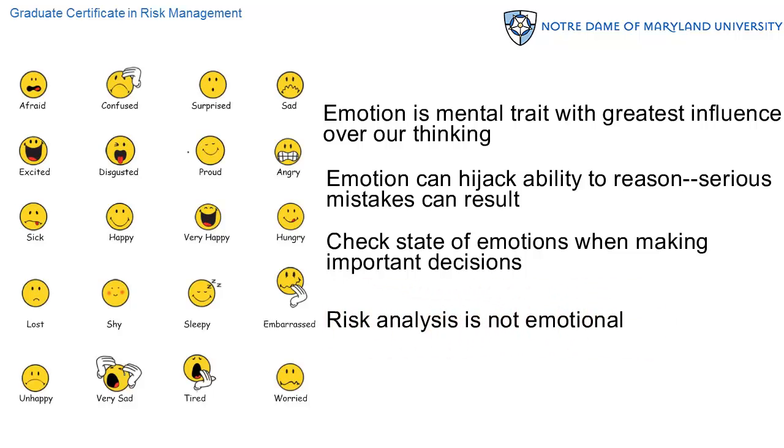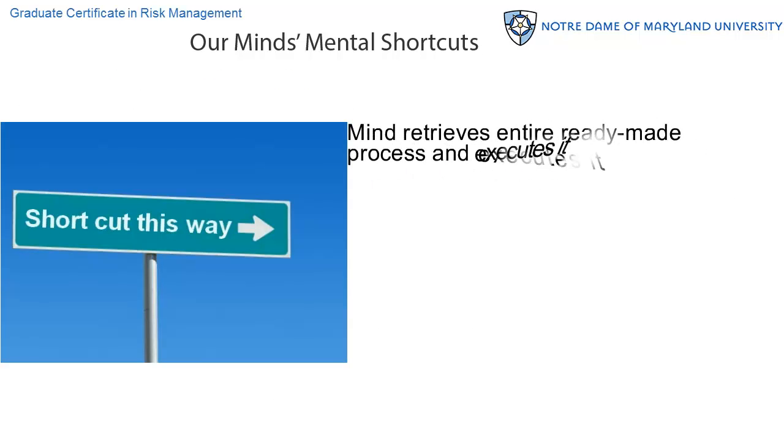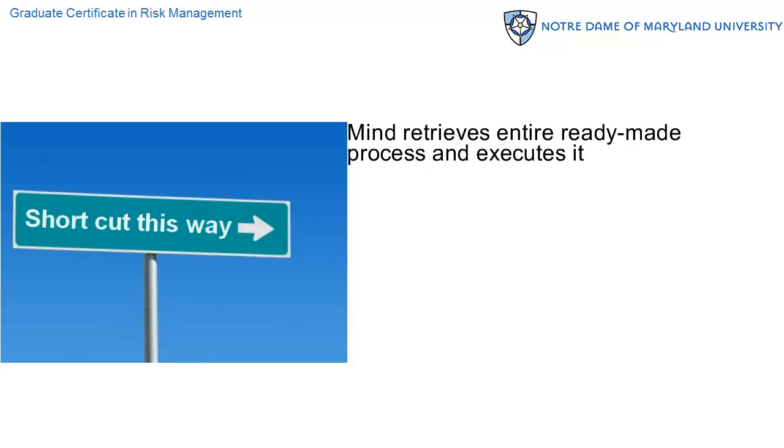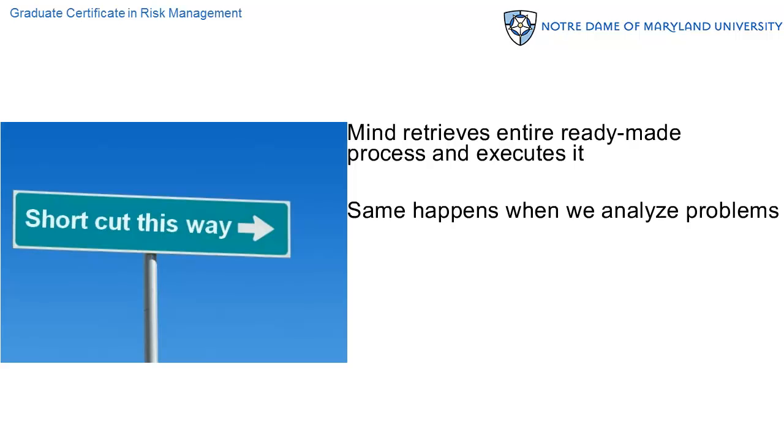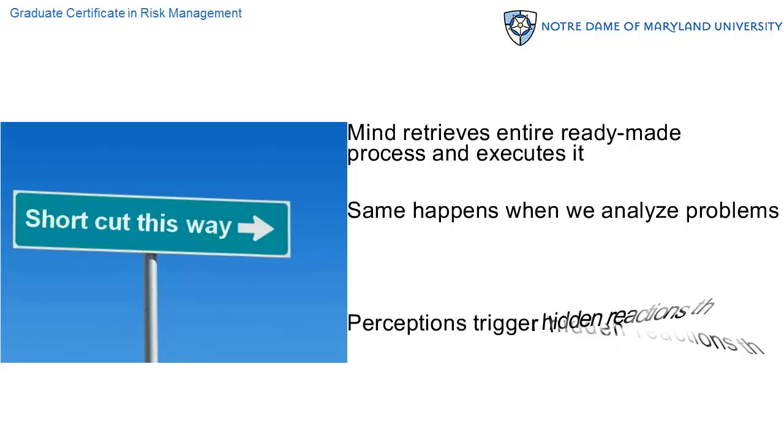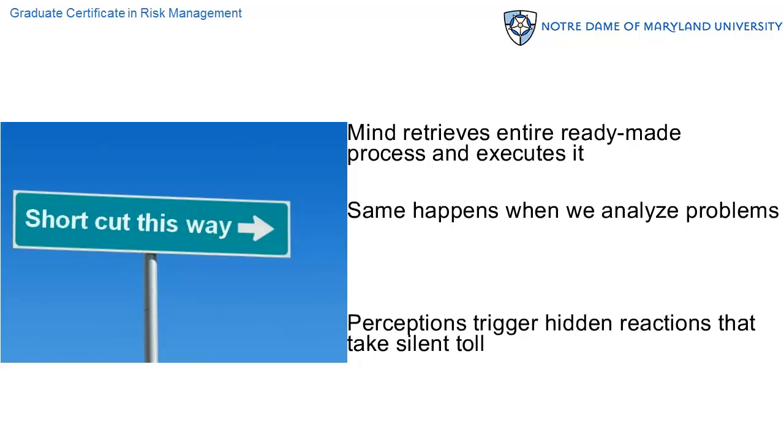Risk analysis is not emotional. That's one of the reasons we're trying to shift the decision-making paradigm to include more risk analysis. Here's a fact we all know, but may not realize. Our minds love shortcuts. Our minds can retrieve a ready-made subroutine or process and execute it immediately. Perceptions trigger hidden reactions, and these hidden reactions can take a silent toll on our decision-making.